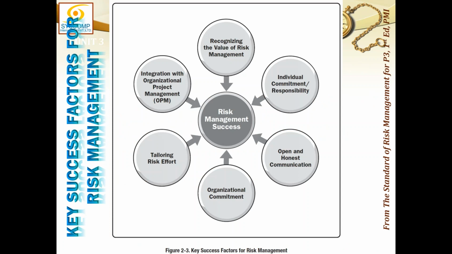Now, this diagram I have taken not only from the practice standard for project risk management, but from the latest one, the standard of risk management on project, program and portfolio. This thing remains the same in both these standards. Therefore, I have quoted it from the new standard. For the success of risk management, it clearly says that you have to look at these 6 key success factors. Previously, they used to call it critical success factors. Now they are calling it key success factors. That is the only change.